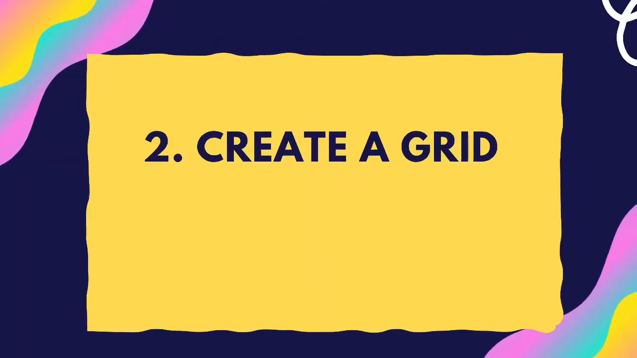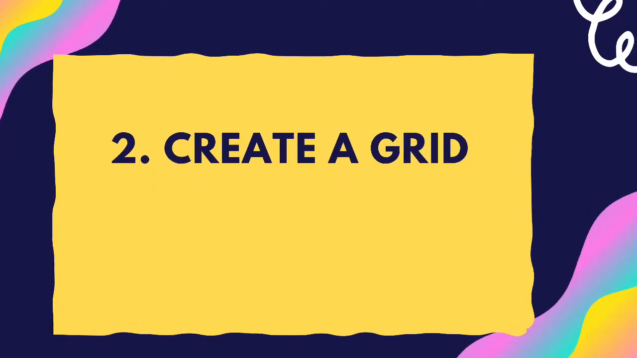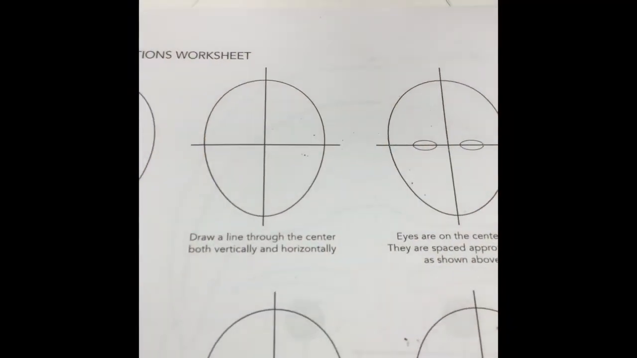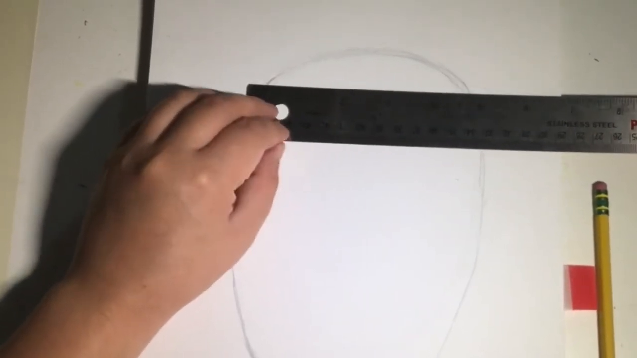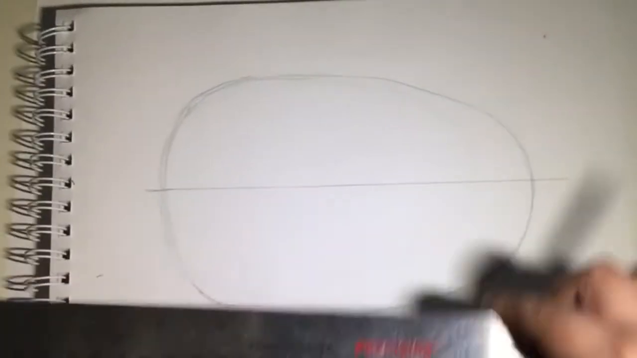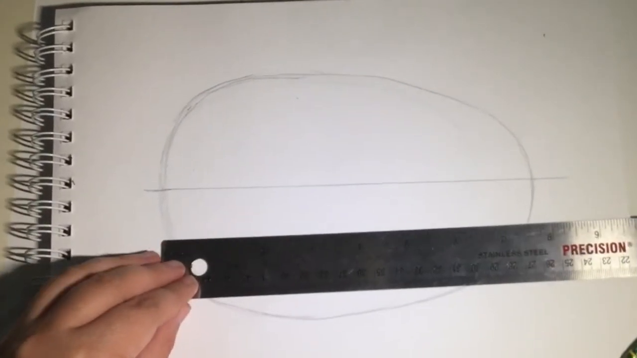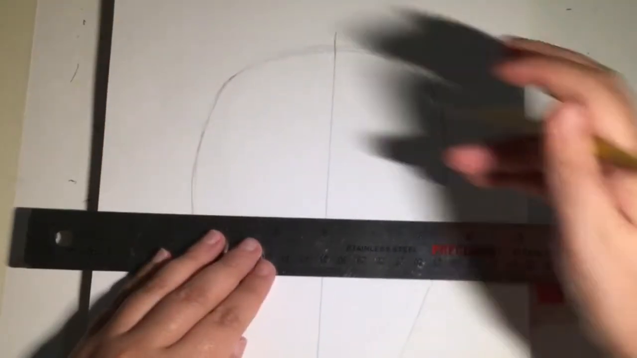Step 2. Create a grid. You will create a grid by drawing a line through the center both vertically and horizontally. It's a good idea to pull out your ruler for this part. Using your ruler, you can create straight lines across the page and also measure where the halfway point is. If you do not have a ruler, you can guesstimate or estimate where the halfway lines will go.